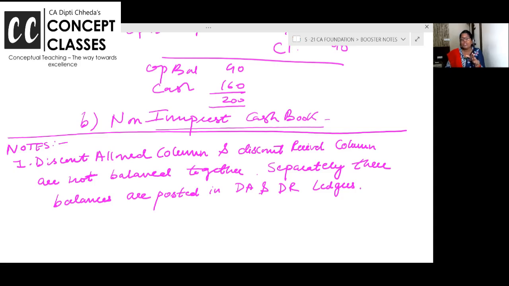Chalo. Discount allowed column and discount received column, balance them separately, and the total discount allowed to parties, post it on the debit side. Discount received, post it on the credit side. Okay?